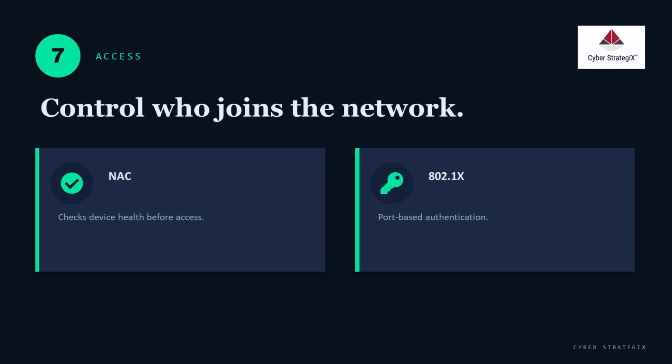Finally, control what's even allowed to connect. Network Access Control, or NAC, checks a device's identity and health, patches, antivirus, configuration, before granting access, and can quarantine non-compliant devices. The 802.1x standard provides port-based authentication, so a device must prove who it is before the switch port opens. Together, they keep unknown and unhealthy devices off your network.